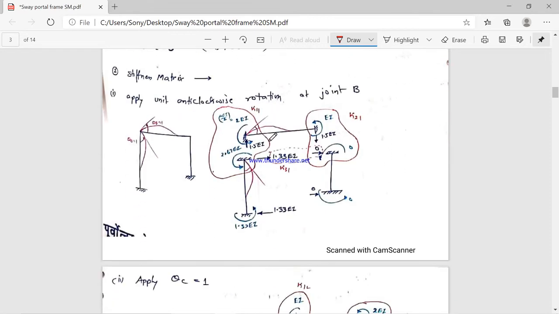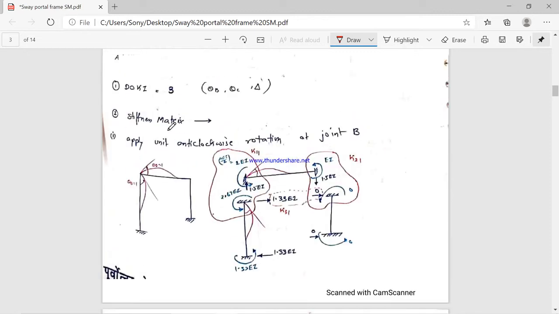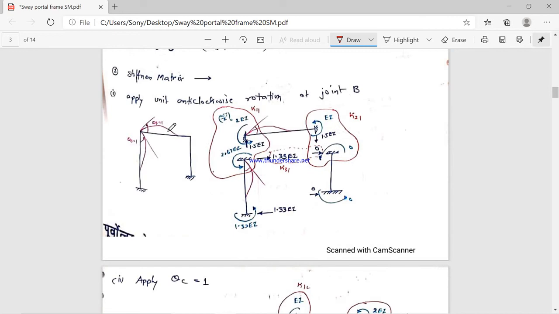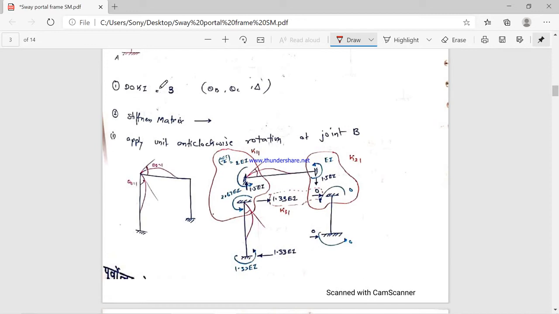Now this part is very important and very new to you. Like the derivation itself, we have to apply the unknown rotation and displacement as per the unknowns. So we have to decide which part of the derivation we have to consider as per the unknowns we are going to find. Like in this case we have to calculate theta B, theta C and delta.